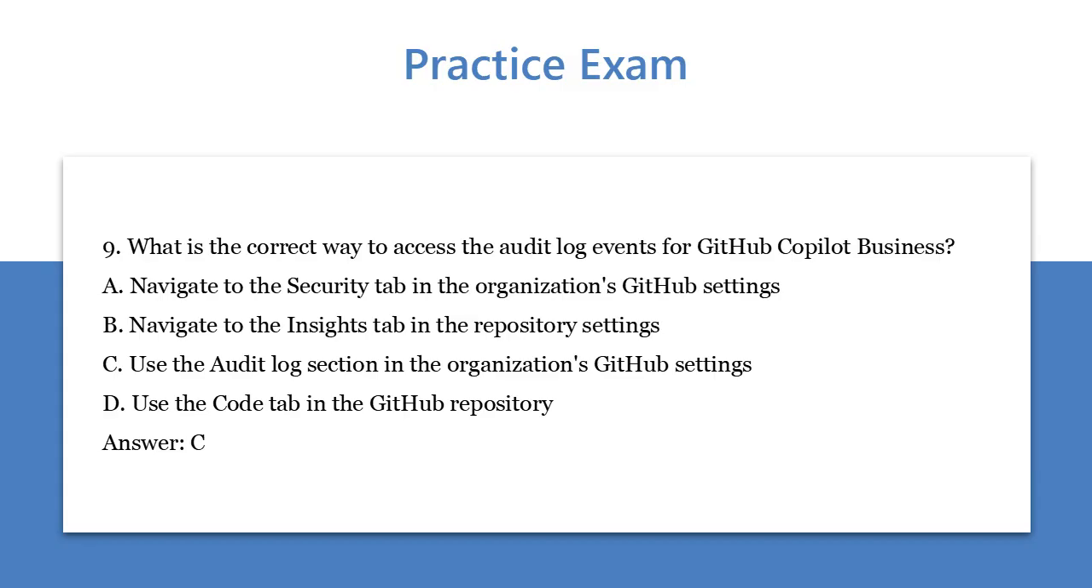9. What is the correct way to access the audit log events for GitHub Copilot Business? A. Navigate to the Security tab in the organization's GitHub settings. B. Navigate to the Insights tab in the repository settings. C. Use the Audit Log section in the organization's GitHub settings. D. Use the Code tab in the GitHub repository. Answer: C.